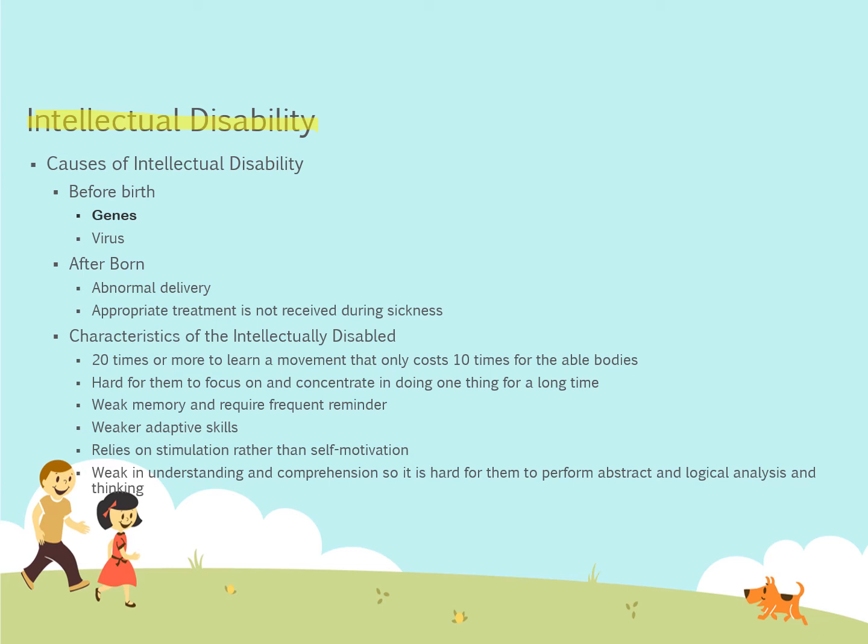That means the severe case is similar to a 2 to 3 year old child. The intermediate is similar to a 5 to 6 year old, and the mild case is similar to a 9 to 10 year old child. Most cases of ID people come from before birth, okay? So most likely it comes from the genes.